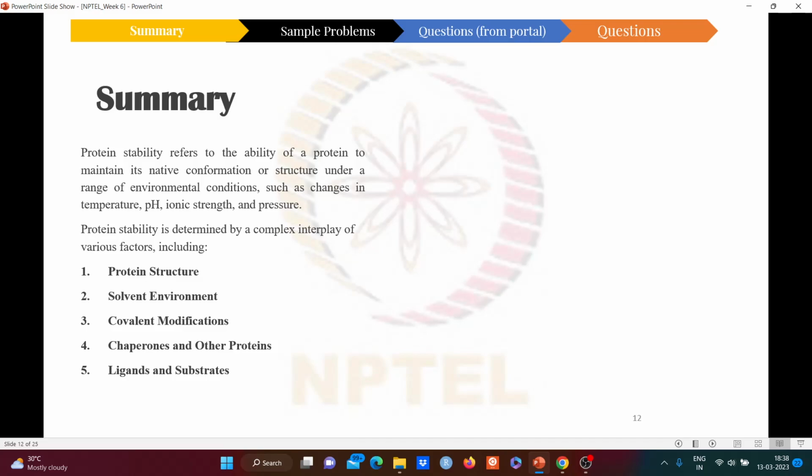Protein stability is determined by a complex interplay of various factors including protein structure. So the folding of a protein into its native conformation is a result of a delicate balance between the attractive and repulsive forces among the amino acid residues. The structure of a protein is stabilized by various interactions such as hydrogen bonds, disulfide bonds, van der Waals forces, and hydrophobic interactions. Further, the solvent environment, including pH, ionic strength, and temperature, can affect the stability of a protein by altering the balance of electrostatic and hydrophobic interactions among the amino acid residues.